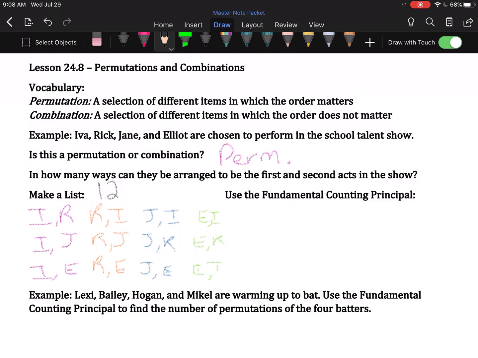A list is a pain. The fundamental counting principle still works. There are 4 students here. How many choices do you have for the first act? Well, you can pick any of those 4, so you have 4 to choose from. Now, how many are left to pick for the second act? Well, 3, because somebody's already gone. 4 times 3 would tell me 12.